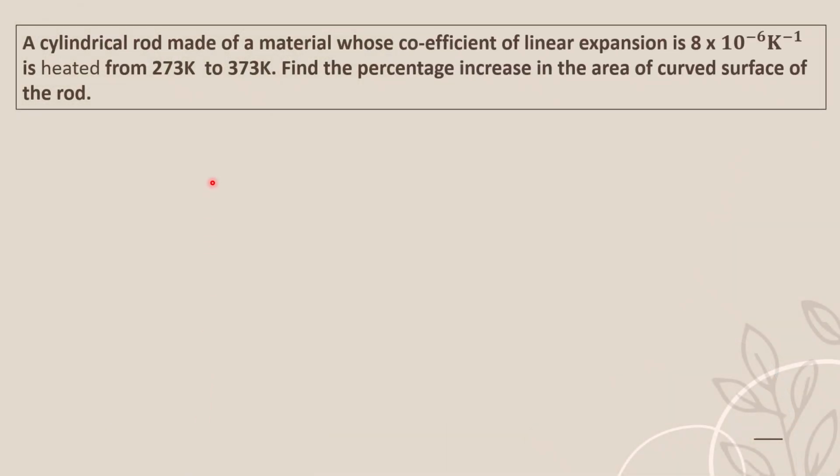A cylindrical rod made of a material whose coefficient of linear expansion is 8 into 10 raised to minus 6 Kelvin raised to minus 1 is heated from 273 to 373 Kelvin. Find the percentage increase in the area of curved surface of the rod.